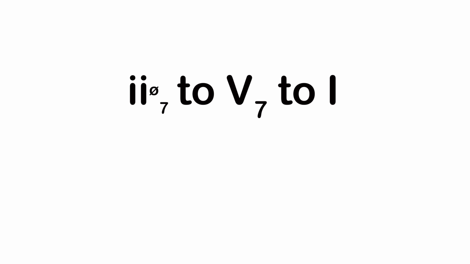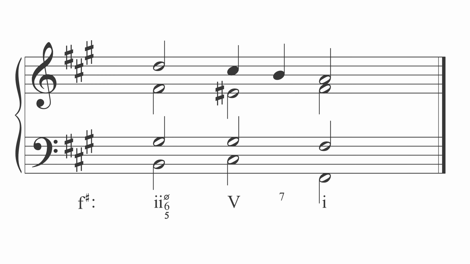Half diminished 2/7 to 5/7 to 1. This is similar to the 2 to 5 to 1 pattern. It works much better in a 2 to 5 environment. This can be inverted to a half diminished 4/3 to a 5 pattern by exchanging the note B and the note D.